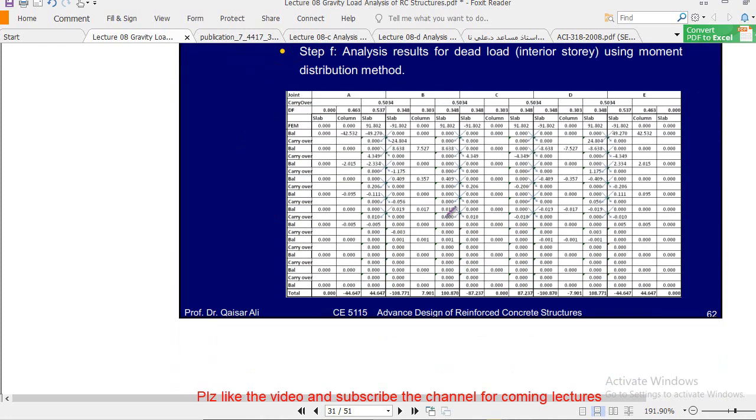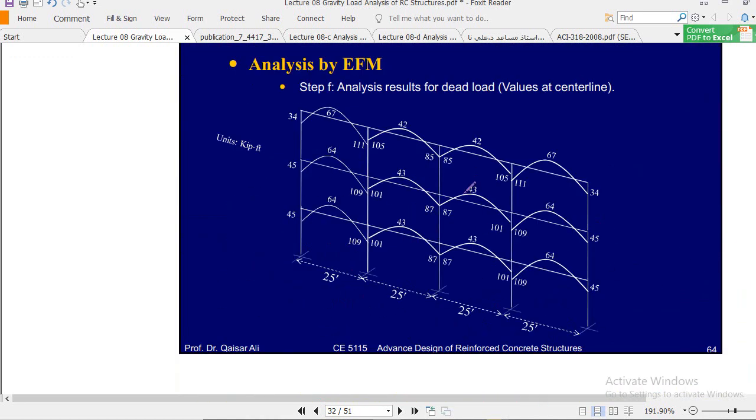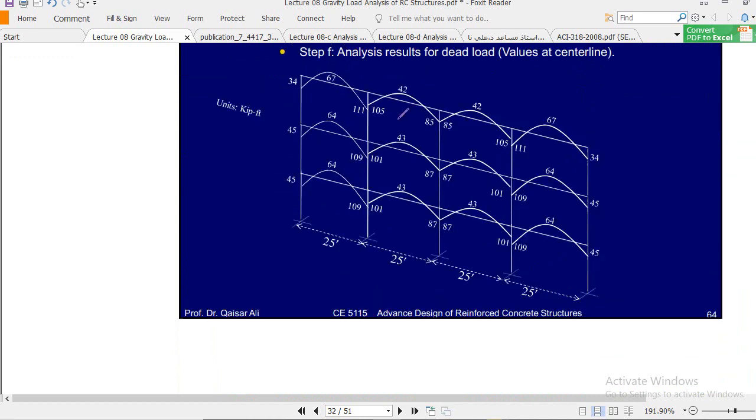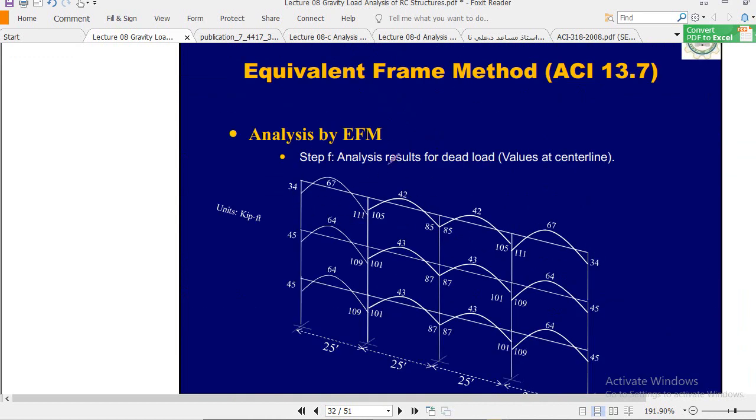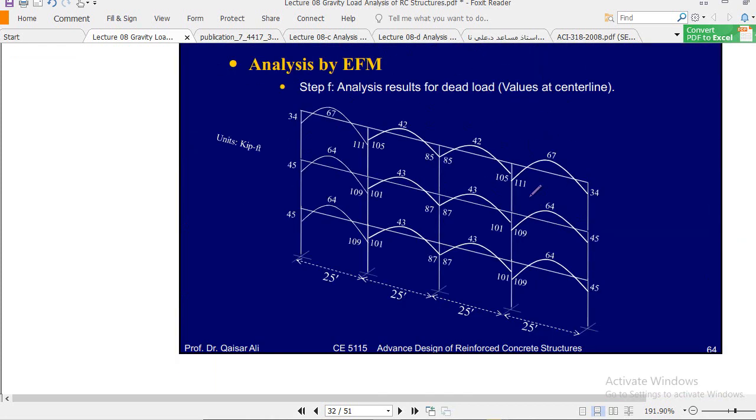So we did this table in Excel, and similarly we did that one, and finally we will reach this diagram. We explained this diagram thoroughly: from where we got these moments, these positive moments, negative moments, how it comes. And today inshallah we will discuss this table. This table is very important. Remember, once we complete this diagram, the moment distribution table basically ends.